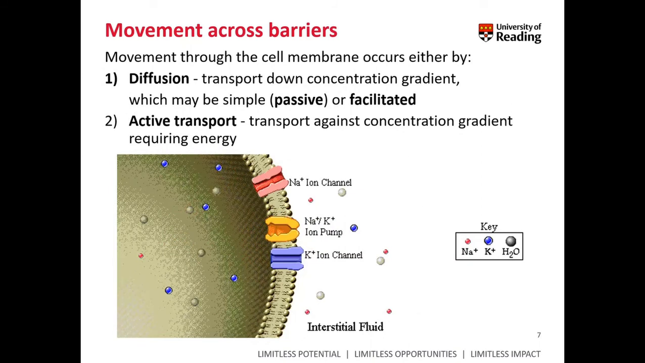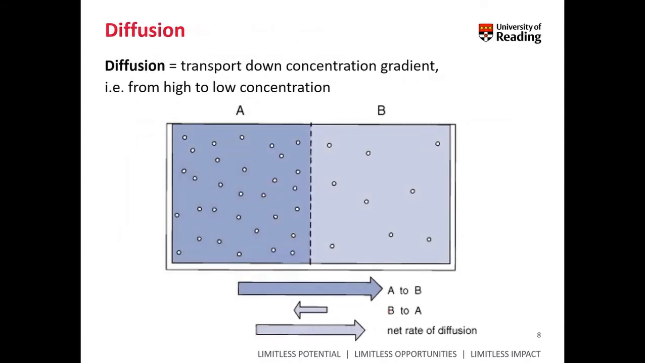And while diffusion, whether it's passive or facilitated through a carrier or a channel, uses as a source of energy the electrochemical gradient or the chemical gradient of the species under investigation, active transport transports that species against their chemical or electrochemical gradient. And the energy for this process is provided by the hydrolysis of ATP. That leads us to the process of diffusion in more general terms.